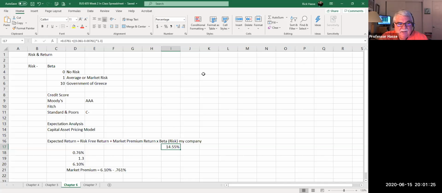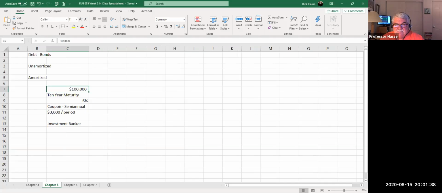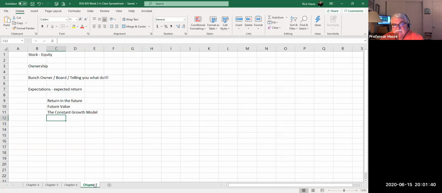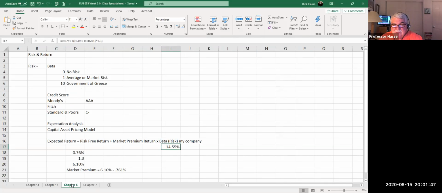So when we're talking about in these 4 chapters, how to get capital, how to get financing, how to determine its value, we look at the sources of capital like bonds, like stocks, and the risk of those ventures, especially stock, in the market determined by beta, credit score, and financial or expectation analysis.